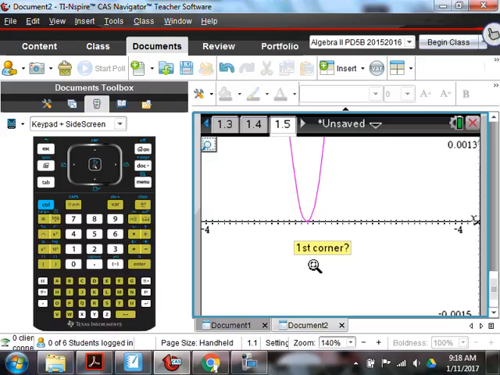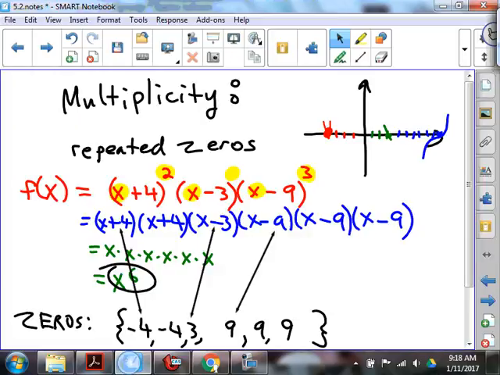Any questions? Does this idea of multiplicity make sense? Does the idea of how the graph behaves in a multiplicity make sense? I hope it does. All right. Are there any questions, comments, concerns, short debates, long debates, shout-outs?